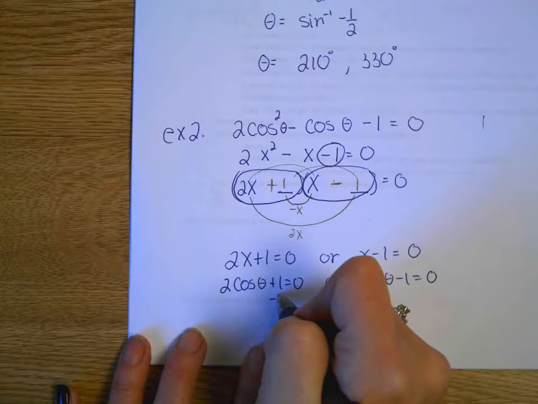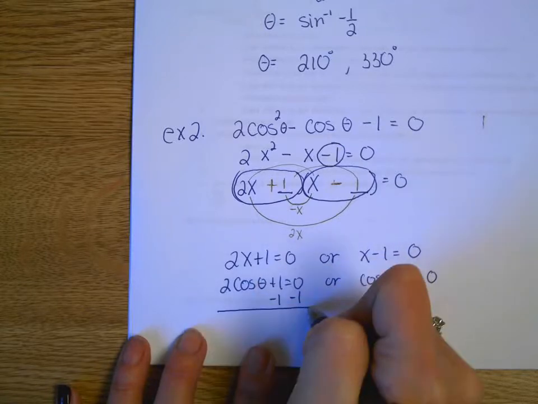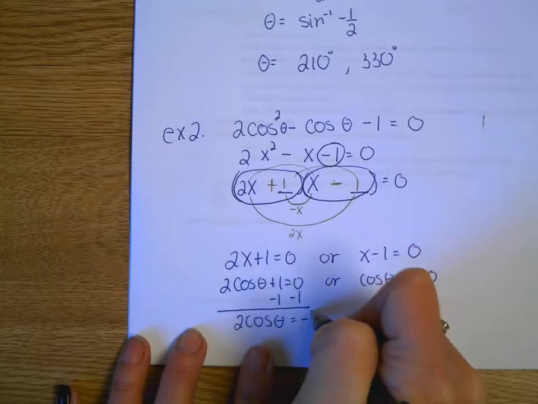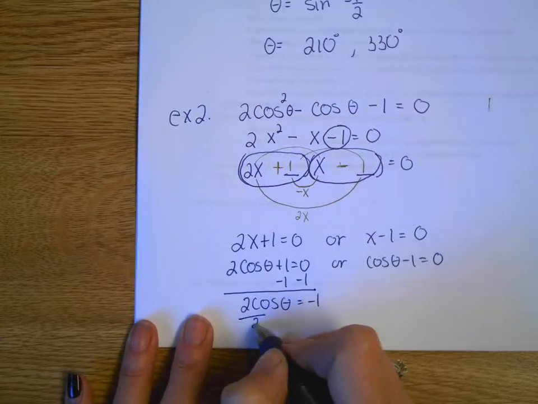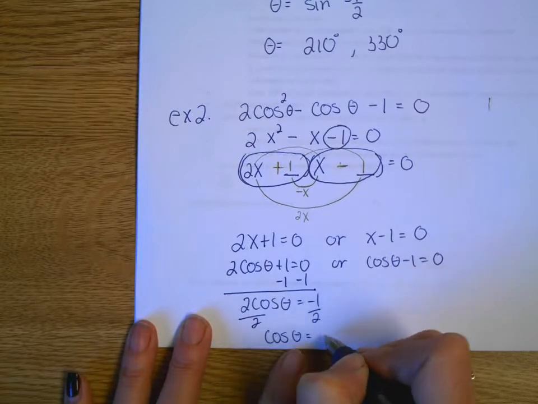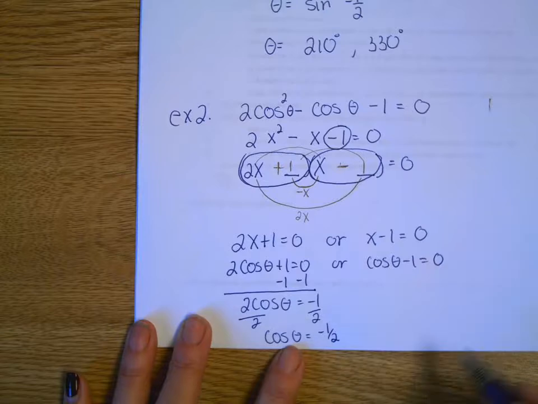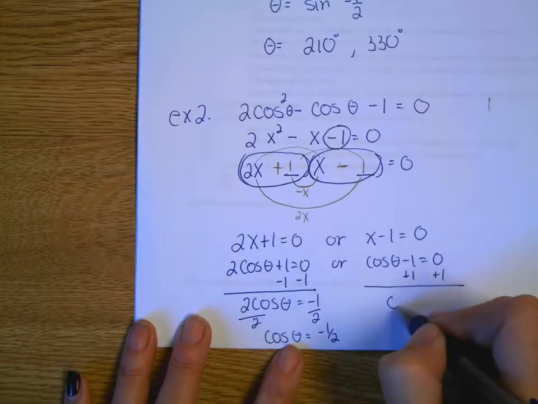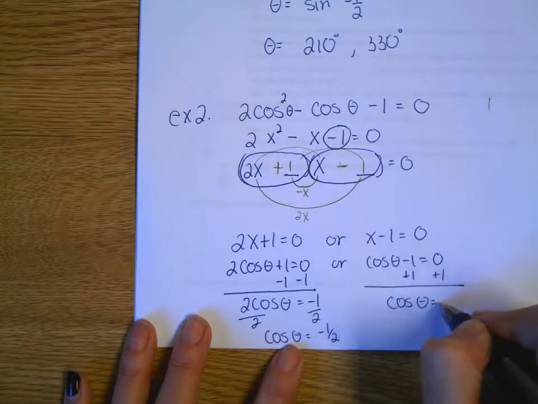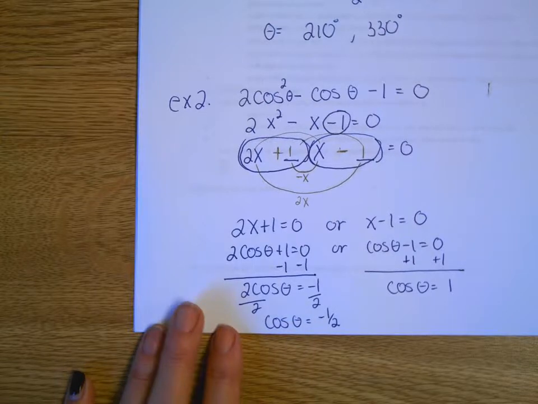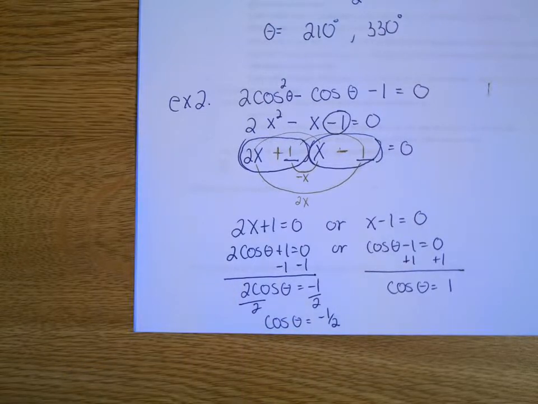So I'm going to subtract 1 from both sides. Divide by 2. Cosine of theta equals negative 1/2. Over here I'm going to add 1 to both sides. Cosine of theta equals 1. So we'll do the inverse cosine on both sides and then find those values on the circle sheet.